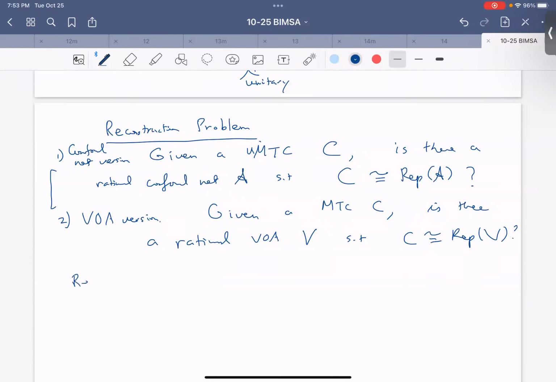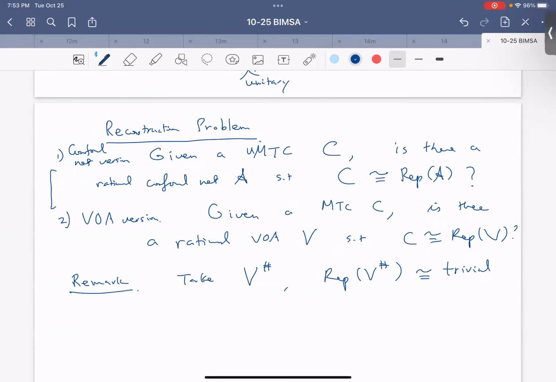Maybe I would take either version of this, and make one remark immediately. One remark is that this A or V is, of course, highly non-unique. Because if you take, for instance, what's called a holomorphic VOA or holomorphic conformal net, such an example is V natural, the one associated with moonshine, then the rep of V is trivial. So this is a modular tensor category with only one object.